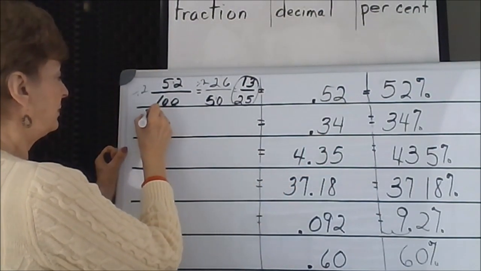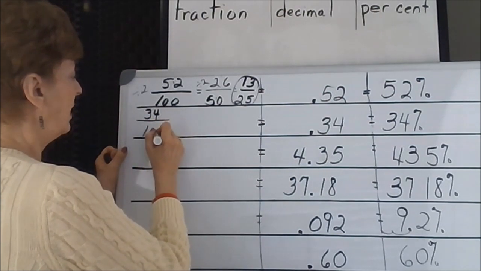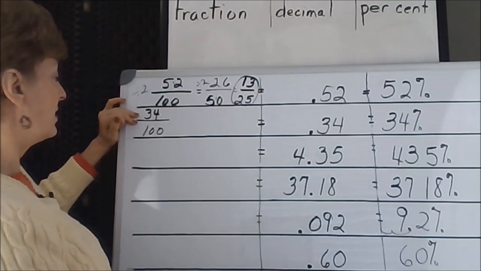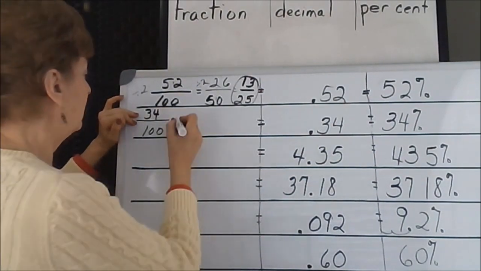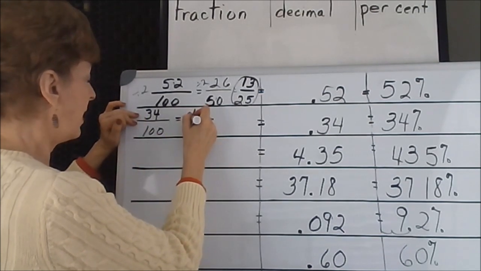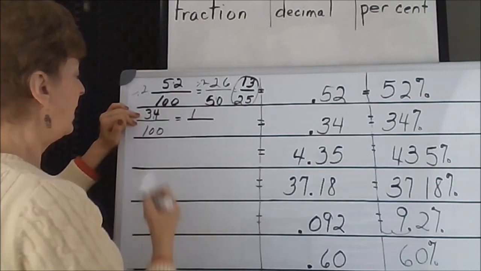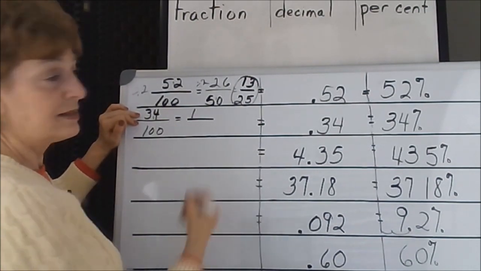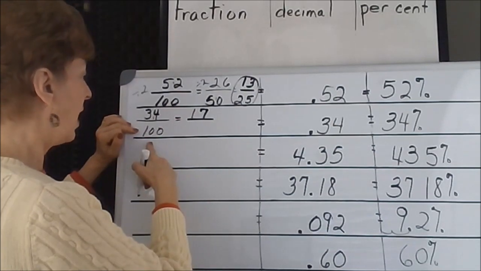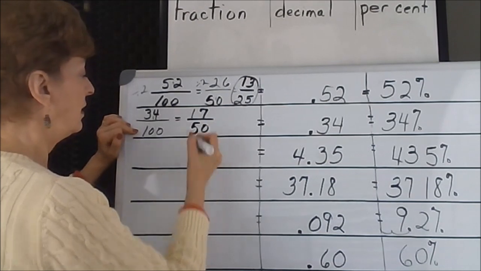34, the 4 is in the hundredths column. Again, both of these are even numbers. So 2 is going to work. 2 goes into 3 one time with 1 remaining, and 2 goes into 14 7 times. If you took 2 into 100, of course you would get 50. Half of 100 is 50.